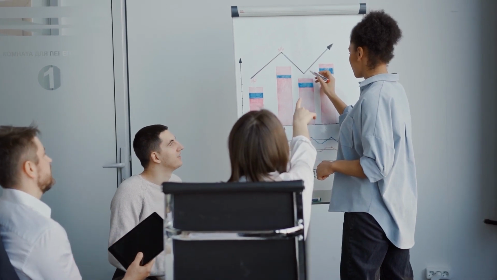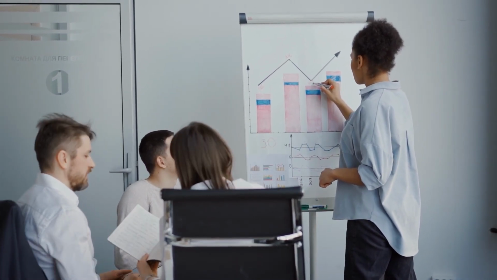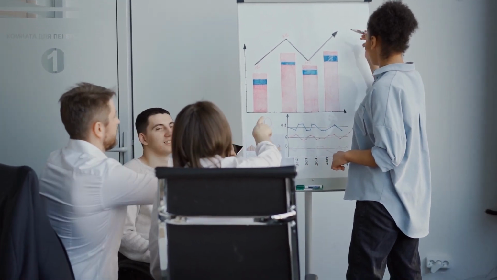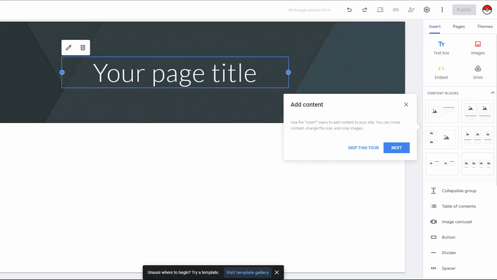Okay, so here's what we're going to do today. I'll show you a step-by-step guide on how to create a Google Sites affiliate marketing website. Step one is sign in to Google Sites. To begin creating your Google Sites affiliate marketing website, log into your Google account and navigate to the Google Sites website. Click Create to start building your new website.